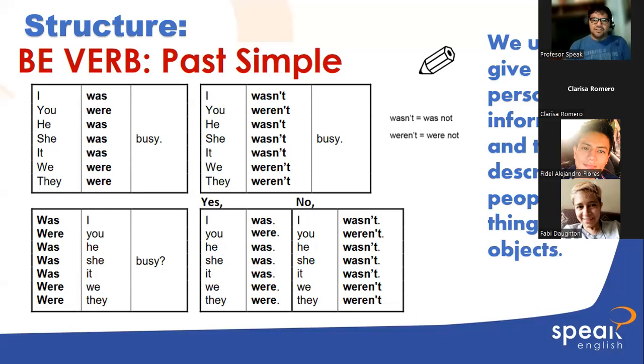Okay, any questions about the structure? Remember, we use was or were, followed by the subject, followed by the complement. And remember, there's a question mark there too. Depending on the subject, that's how we use the answer. Yes, I was. Yes, you were. Or no, I wasn't. No, you weren't. Any questions about this structure?